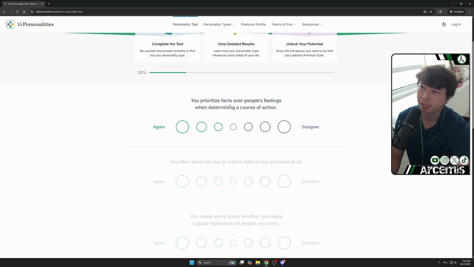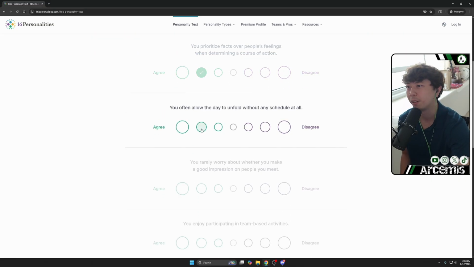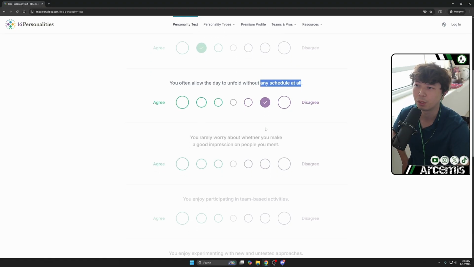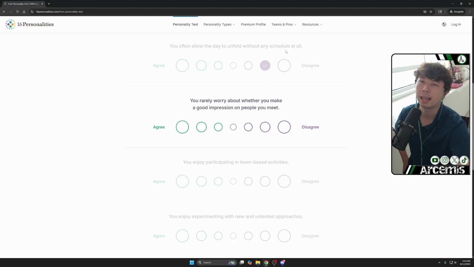You prioritize facts over people's feelings when determining a course of action. That's a pretty high agree. When you prioritize facts and the fact is that it's going to benefit you, then your feelings are going to be good anyways. So you're basically picking both, right? Facts and feeling. You often allow the day to unfold without any schedule at all. Any schedule at all? That's probably a strong disagree because I at least have some kind of schedule.